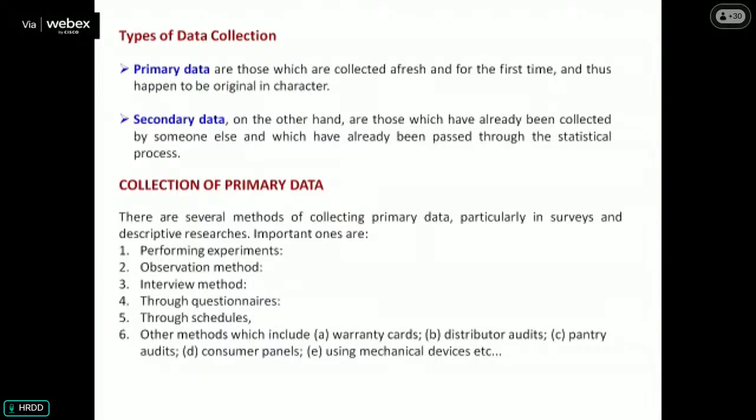Other related methods which are important are the interview method, through questionnaires, through schedules. So these are the other methods we have listed together. Distributor audits and all those for accounts and all those things. So these are all primary data collection methods. But we will be performing experiments.